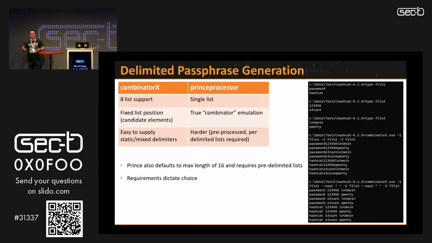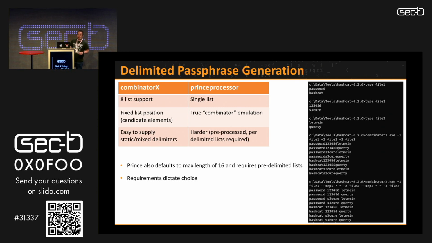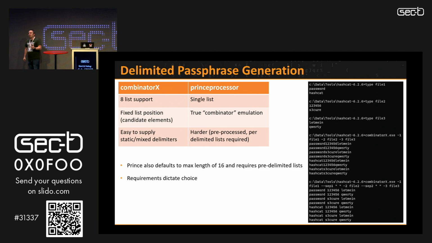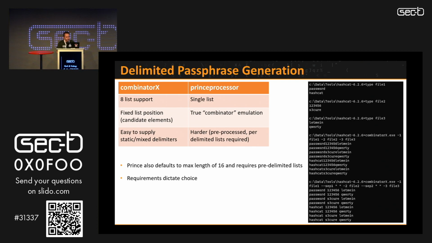But what if you want to add delimiters, like a space, adding spaces between our words, writing a sentence, for example? Prince can help us with this, but it is a bit harder to do because we need to supply Prince with pre-delimited word lists. Prince only accepts one word list, so you will need to pre-generate your word lists with a space at the end to get Prince to help. And we've got an example syntax of that coming up soon.